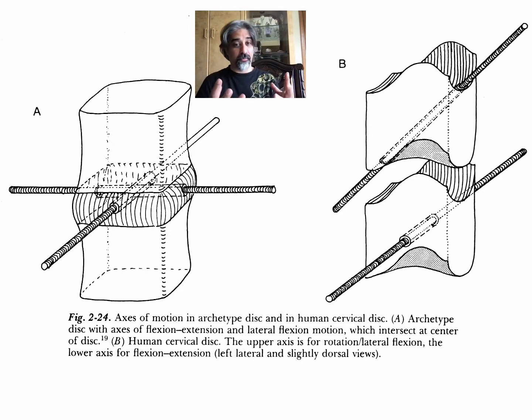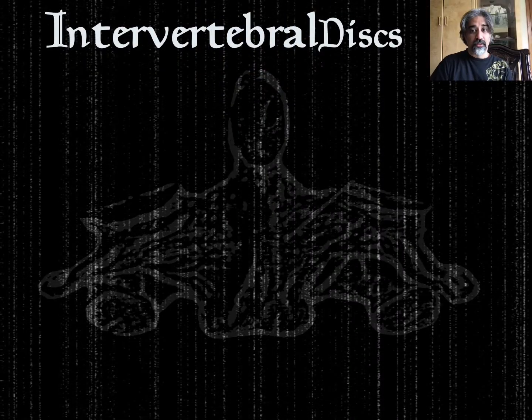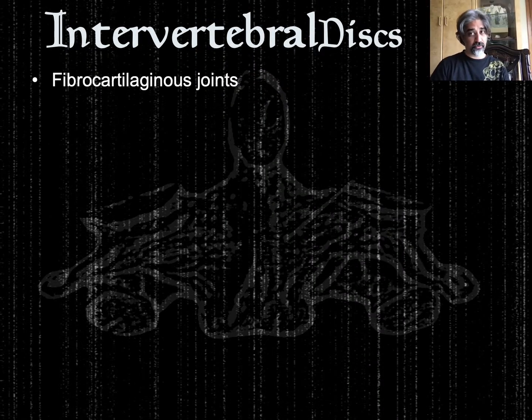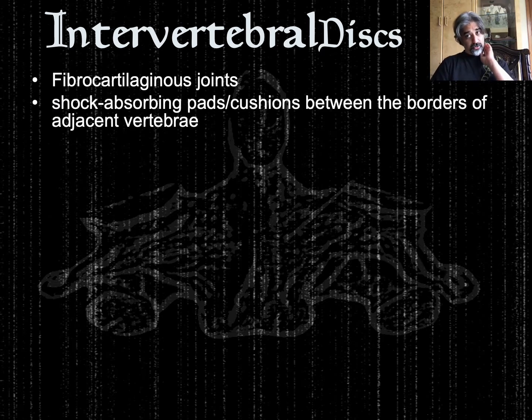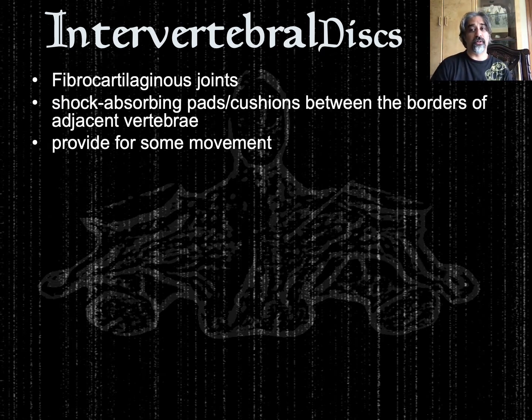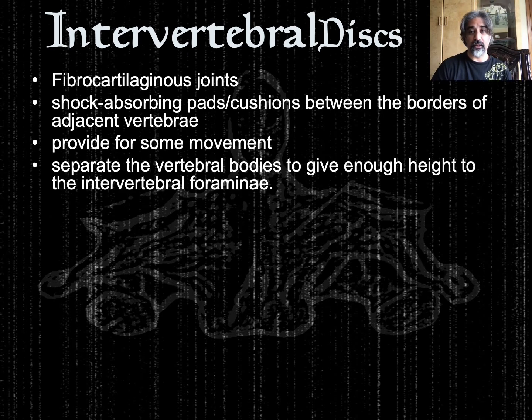This is from a neurosurgery book again, talking about how archetypical anatomy would be that there's a horizontal and vertical axes, but in the human cervical disc, it's actually at diagonals. So intervertebral discs are fibrocartilaginous joints. They are the shock absorbers or cushions between the borders of adjacent vertebrae, and they provide for some movement. They separate the vertebral bodies to give enough height to the intervertebral foramen. As the disc gets degenerated, the intervertebral foramen gets smaller as well.